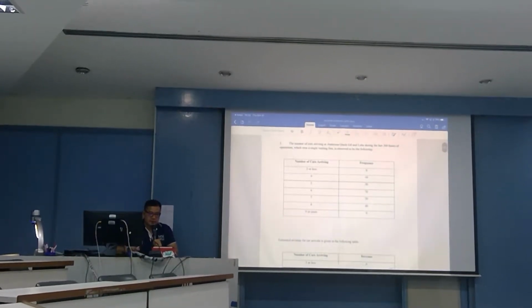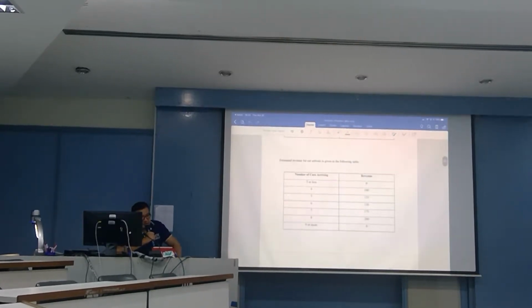About the example of the Edison Quick Oil and Lube, right? It shows the number of cars arriving at the Edison Quick Oil and Lube during the last 200 hours of operations, which use a single waiting line, and is observed to be as follows. So we have the number of cars arriving, 4, 5, 6, 7, 8, 9 or more, right? And frequencies. And also the estimated revenue for car arrivals shown in the table.